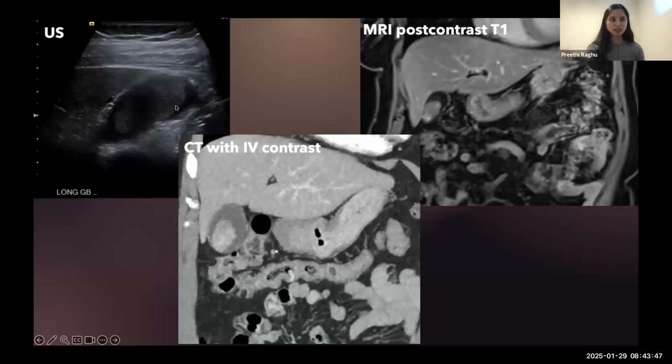Whereas others like this one are a little more straightforward, where we saw what looked like a big mass on ultrasound. It was enhancing on CT, it was enhancing on this post-contrast T1 weighted MRI, and this ended up being a gallbladder adenocarcinoma.